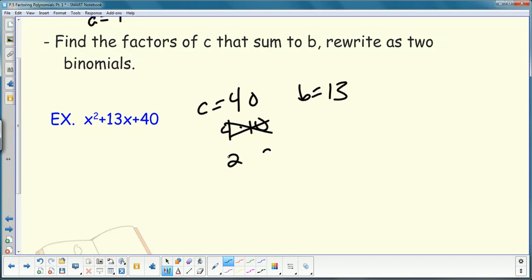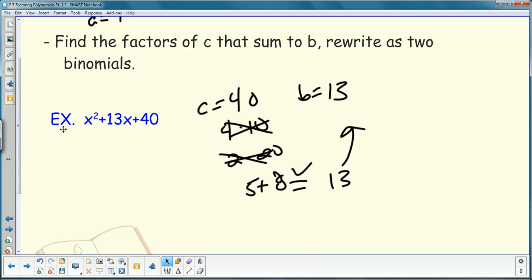We could say 2 and 20, but we get 22, so that's not going to work. Some other factors, how about 5 and 8? So that works because 5 plus 8 equals 13, which is what we want it to be. Now, when a is 1, this is the important piece. When a is 1, it's pretty easy.